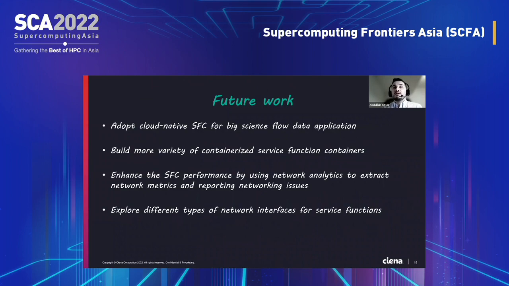The solution we presented still needs some enhancement. Here is a list of potential future works that could improve SFC in a containerized environment. Adopting cloud-native SFC for big science flow data applications can be investigated further. There is a limited number of containerized service functions. Therefore, more containerized service function containers need to be built and developed. Adding network analytics to enhance SFC performance by extracting network metrics will provide data for better performance. And finally, more work is needed to choose the correct network interface for service function chaining.